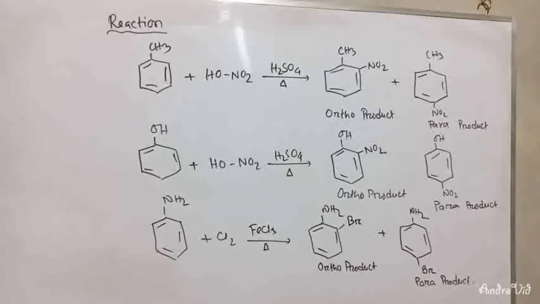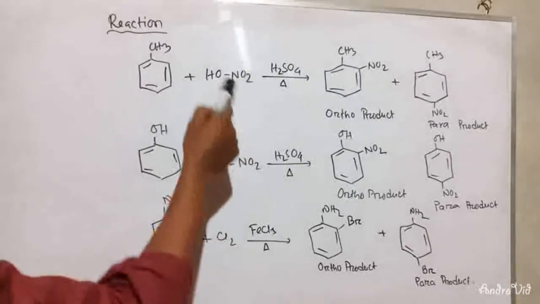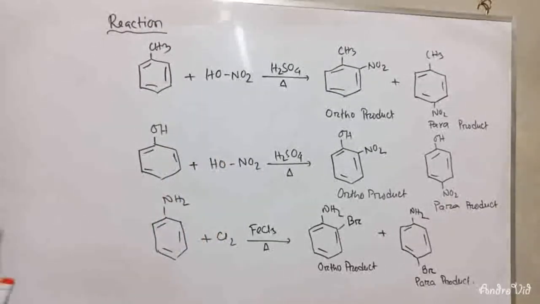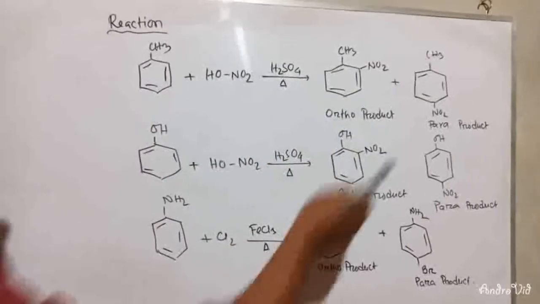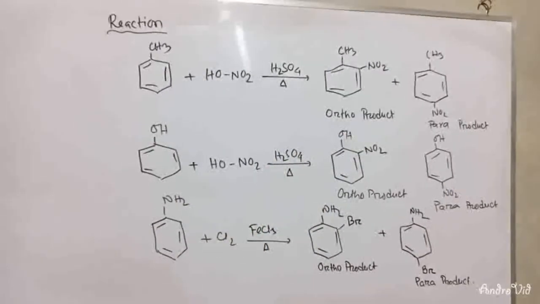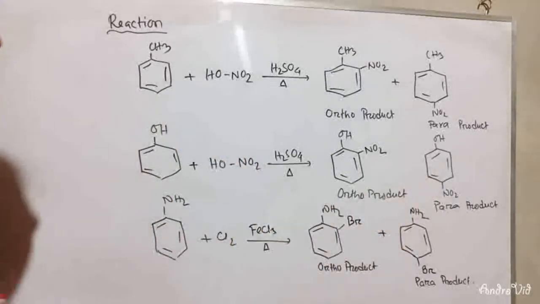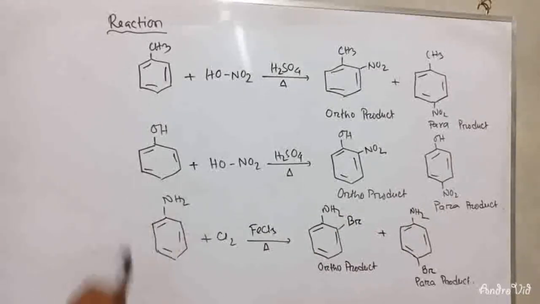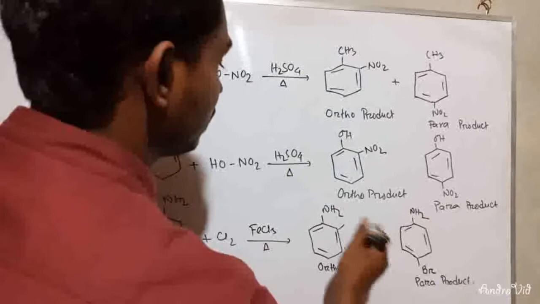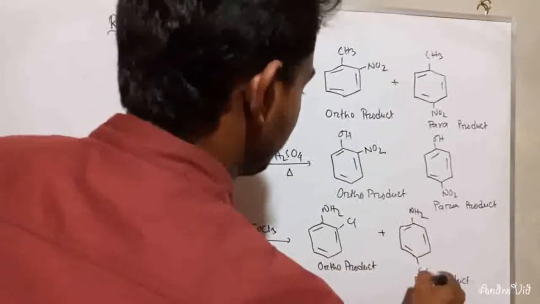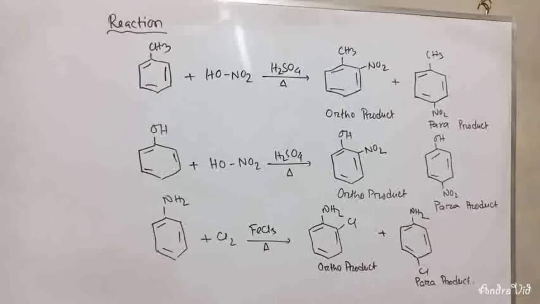So during the nitration of toluene, this nitronium group, NO2 as an electrophile, should attack the ortho position and para position. So they produce ortho product and para product. At the same time, during the nitration of phenol, as the nitronium ion is an electrophile and this is an ortho, para directing group, they produce ortho product and para product. At the same time, in case of aniline, when a chlorination reaction happens, the chlorine atom should attack the ortho position and para position. So in this way, ortho and para products can be produced.